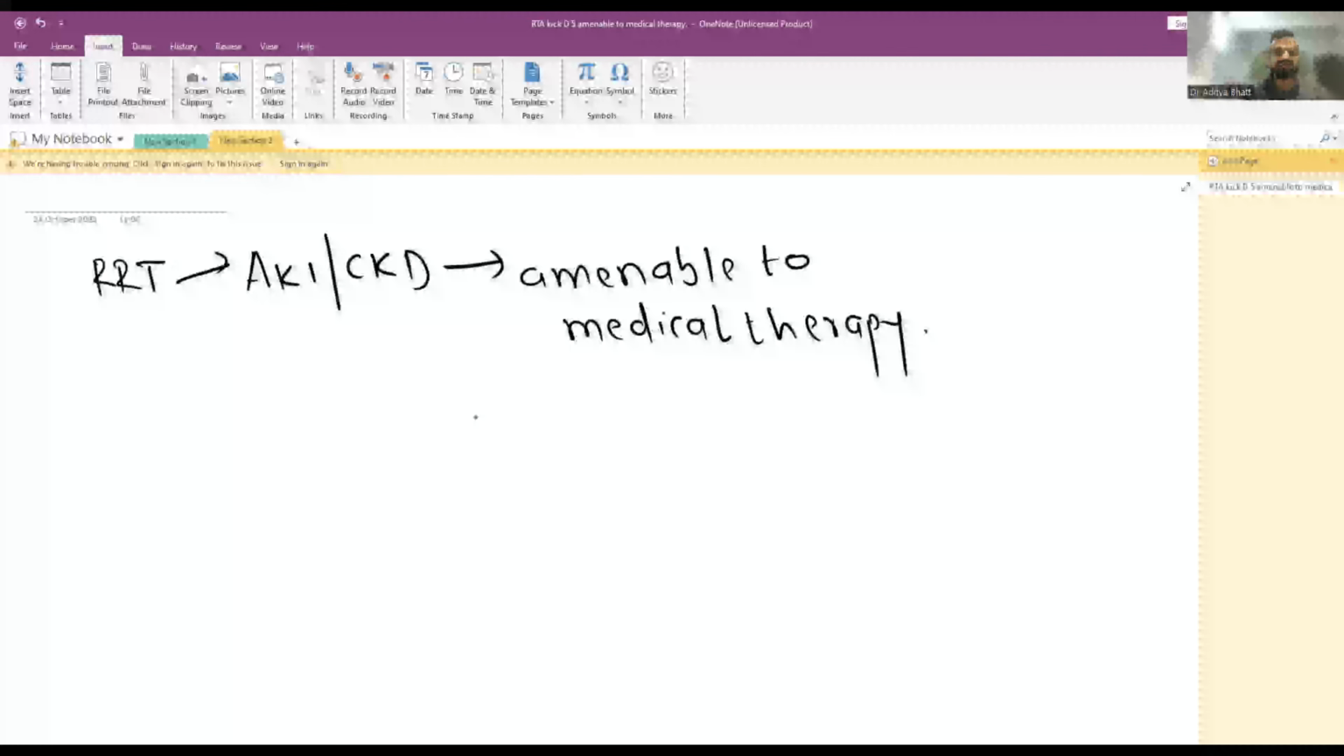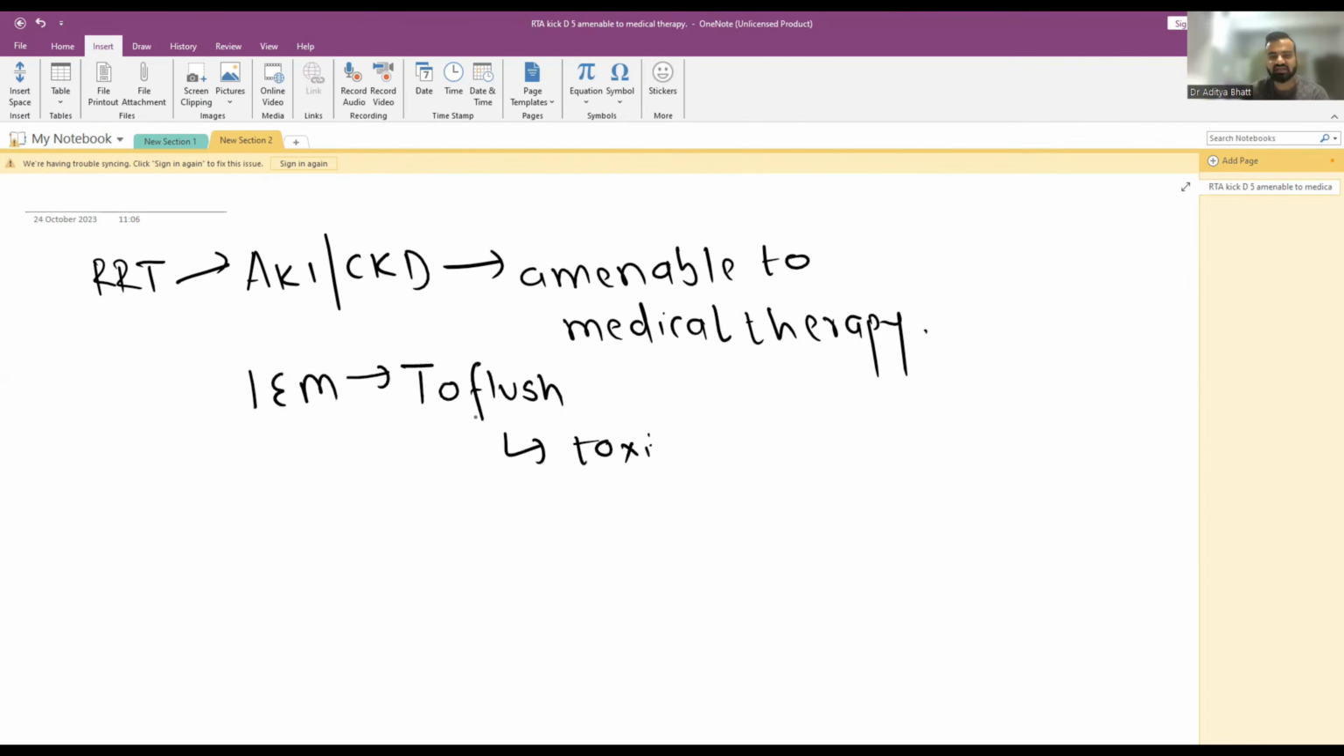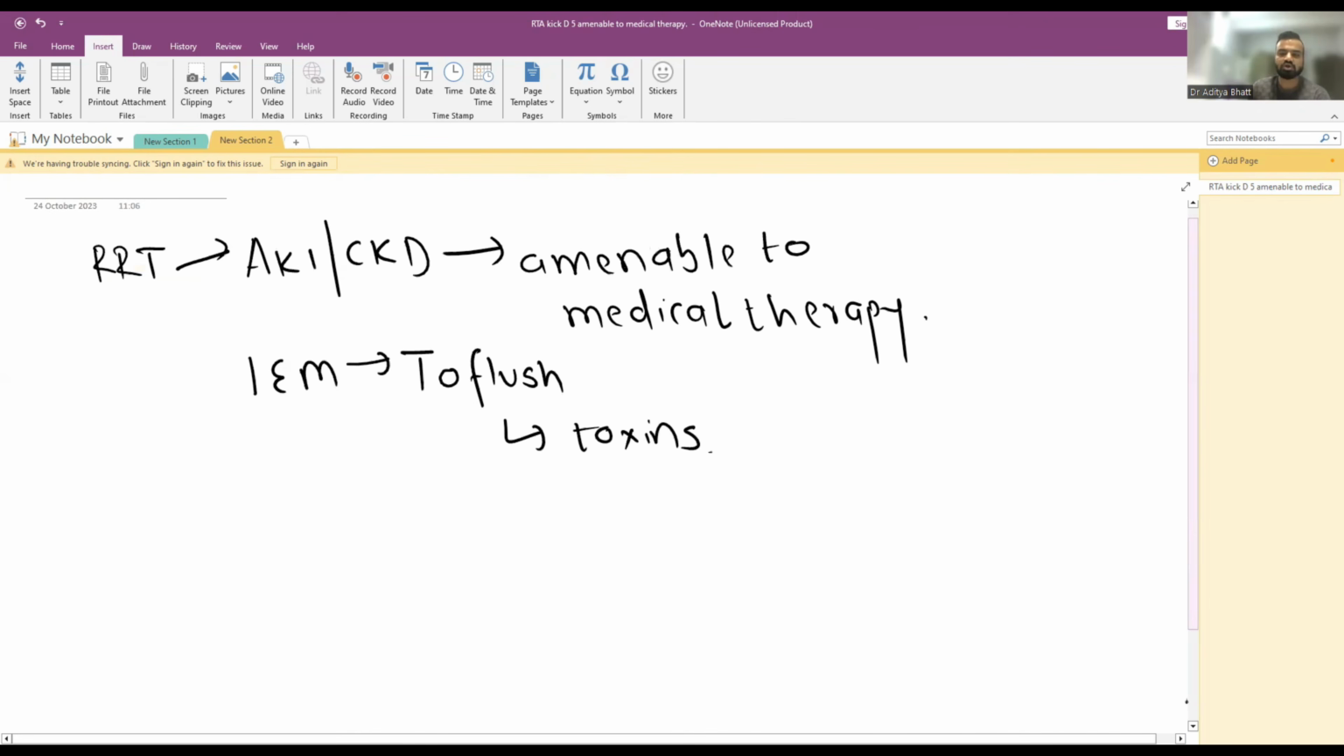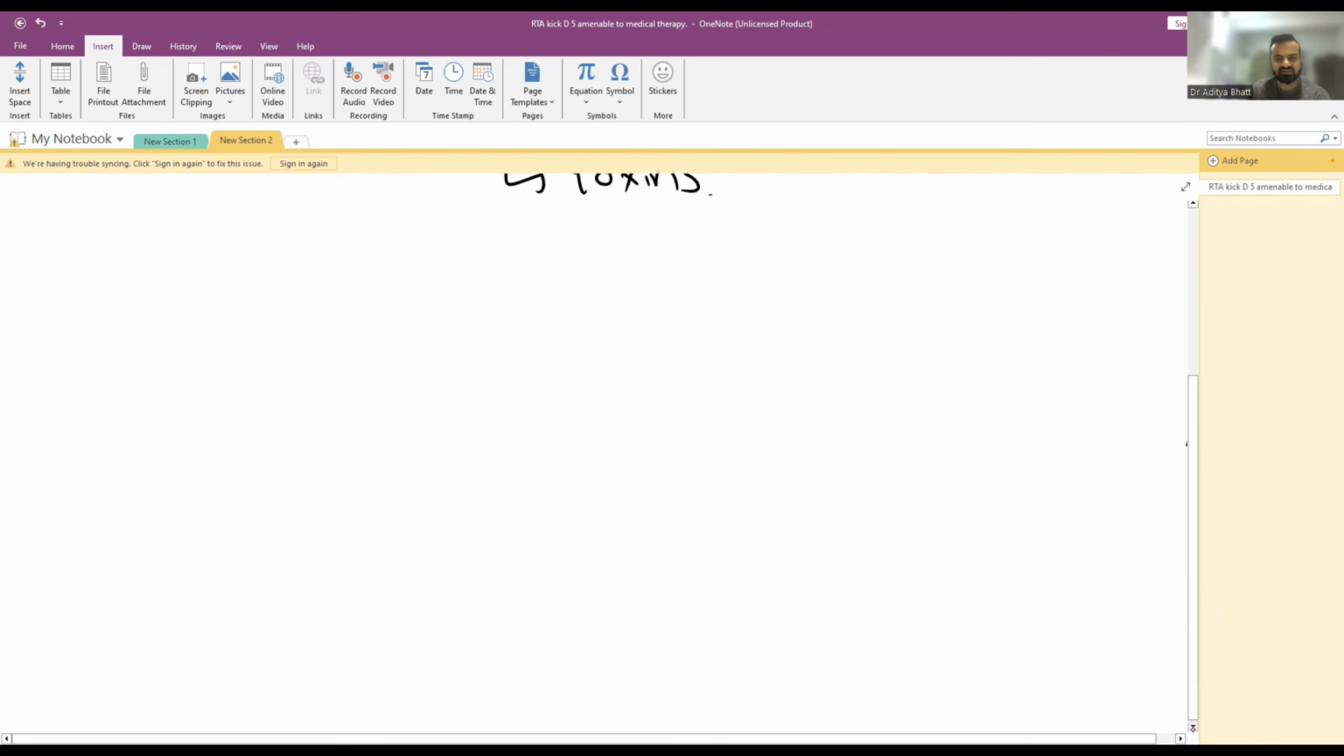The second indication is in pediatrics, especially inborn errors of metabolism, to flush out or excrete the dialyzable toxins that are created, especially ammonia, hyperammonemia. Ammonia is the primary toxin that we need to flush in IEM. So these two are the common indications of renal replacement therapy.